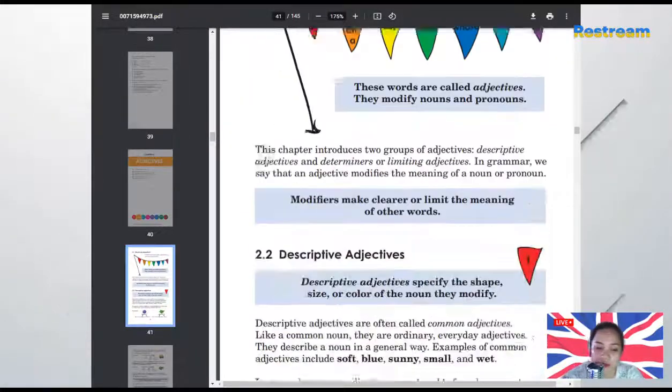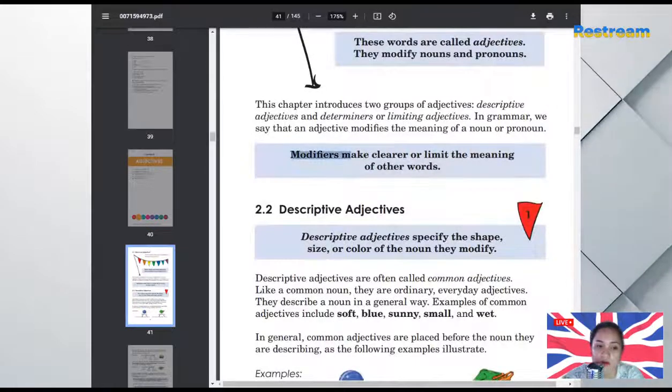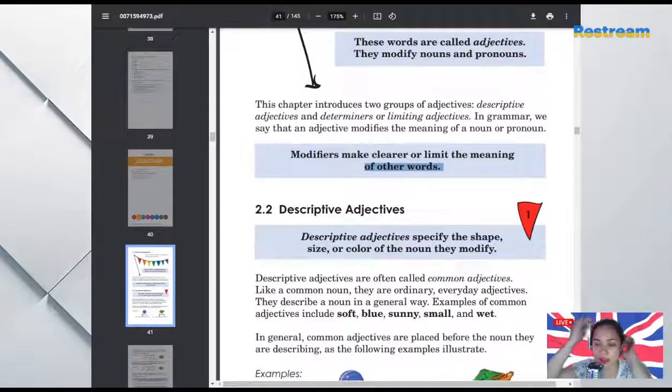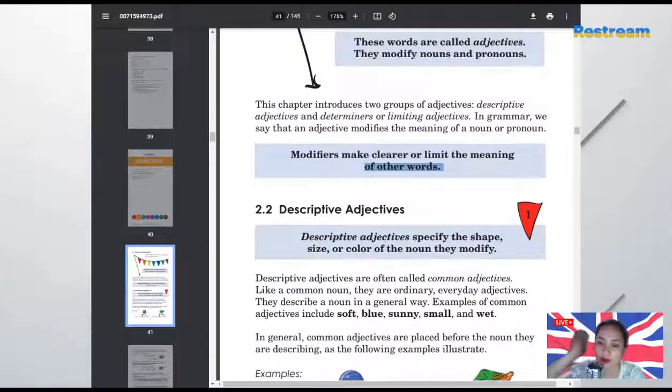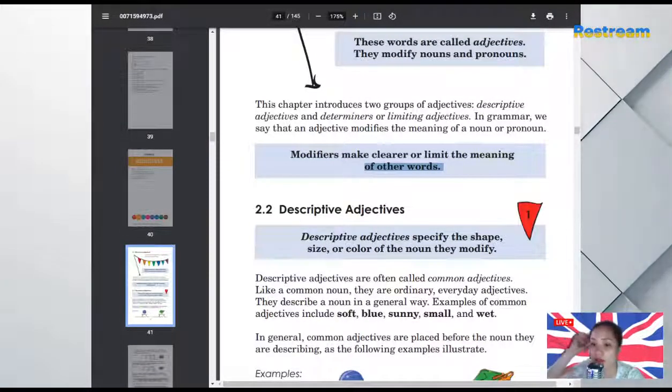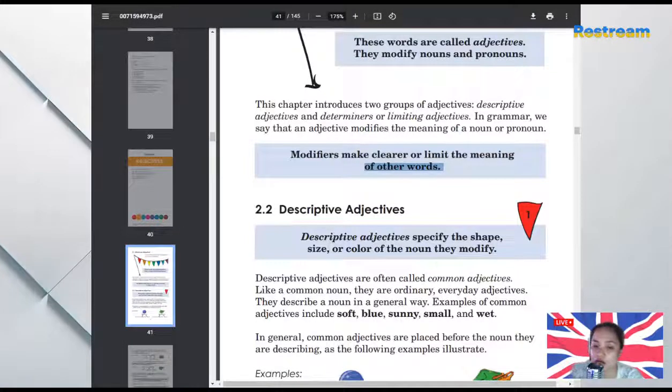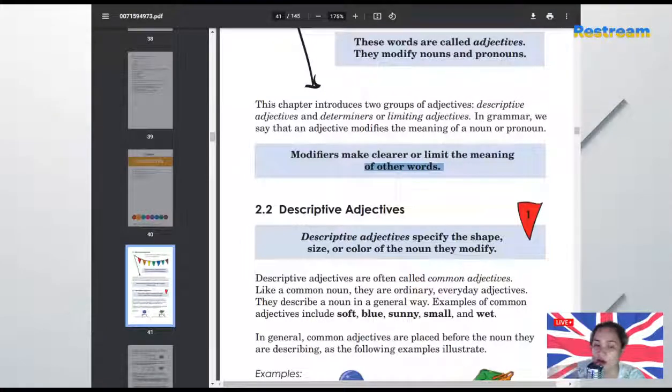Next, we have here modifiers. Modifiers make clear or limit the meaning of other words, to make things more clear. It's like, if you remember, the subject complement replacing the subject. That's like the modifier, but the difference is that we are not using a noun; we are using an adjective. We are giving limits to the other words, for example the subject noun.